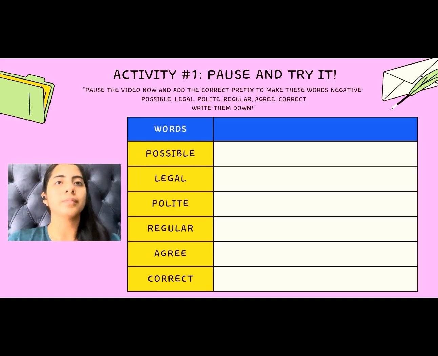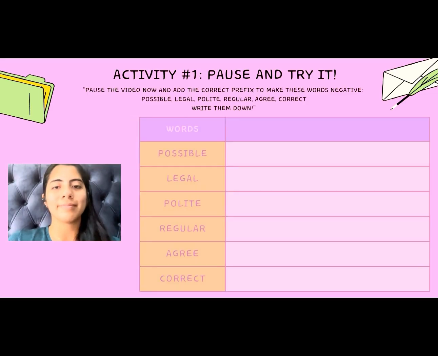Activity 1. Pause and try it. The idea of this activity is that you have to pause the video and add the correct prefix to make these words negative. The words are the following: possible, legal, polite, regular, agree, and correct. So the idea is that you take your English notebook or any paper you have and write down the correct prefix to make these words negative. Whenever you finish, you can continue with the video.